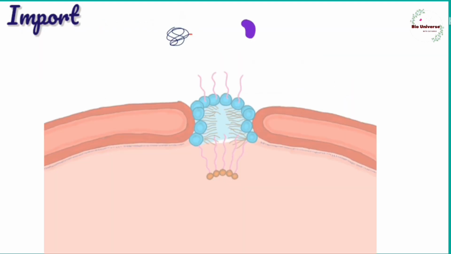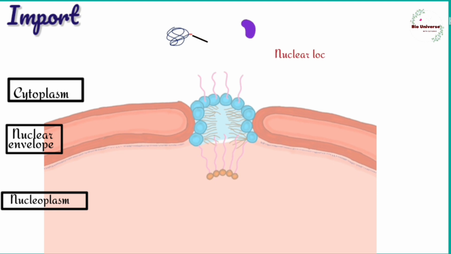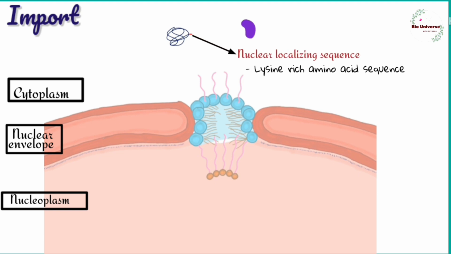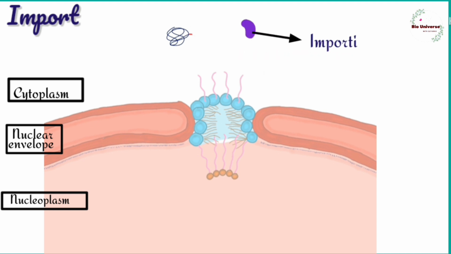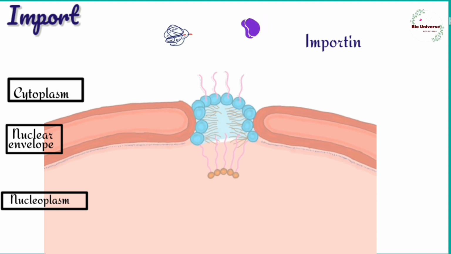Import of nuclear protein. Nuclear proteins in the cytoplasm have lysine-rich amino acid sequences known as the nuclear localization signal. The nuclear localization signal helps to direct nuclear proteins to the nucleus from the cytoplasm. Importin is a cytosolic protein and receptor which binds with the nuclear localization signal of the nuclear protein in the cytoplasm and releases it in the nucleus.